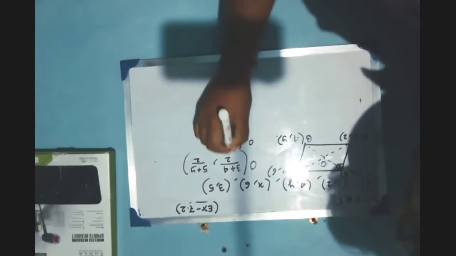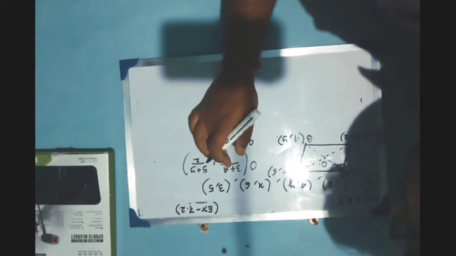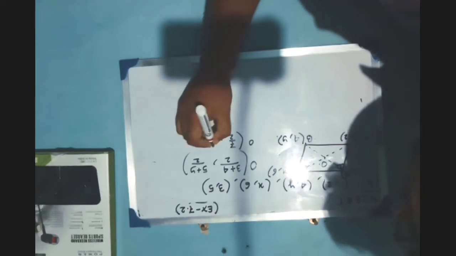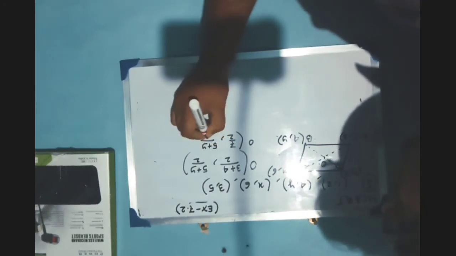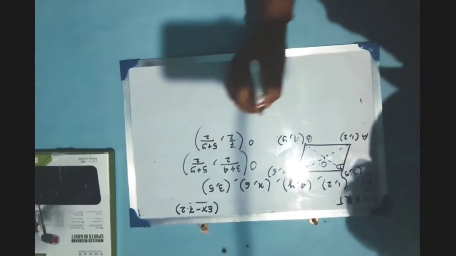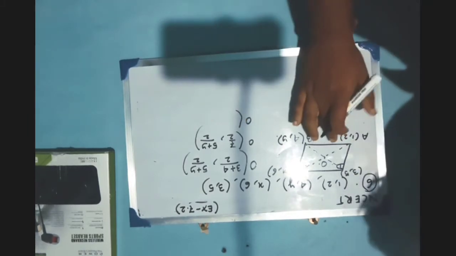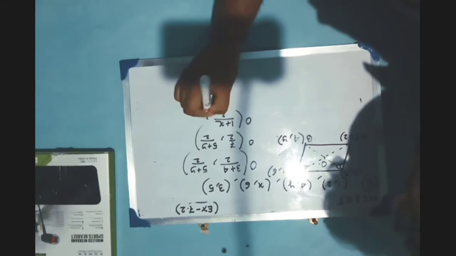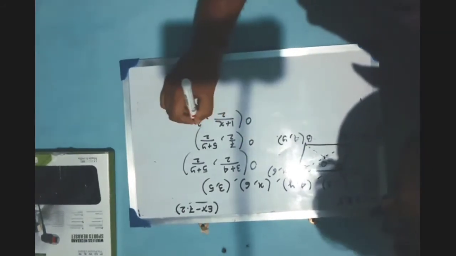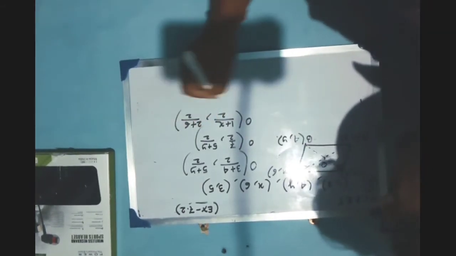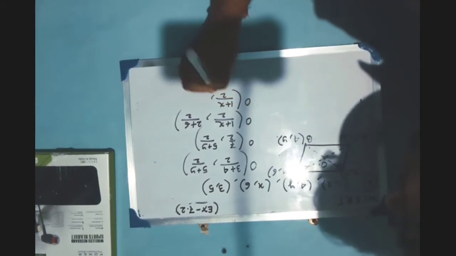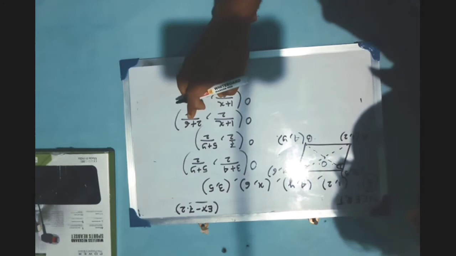So the coordinate of O should be 7 by 2, comma, (5 plus y) by 2. Again I am writing the coordinate of O should be (1 plus x) by 2, comma, (2 plus 6) by 2. So the coordinate would be (1 plus x) by 2, comma, 4.